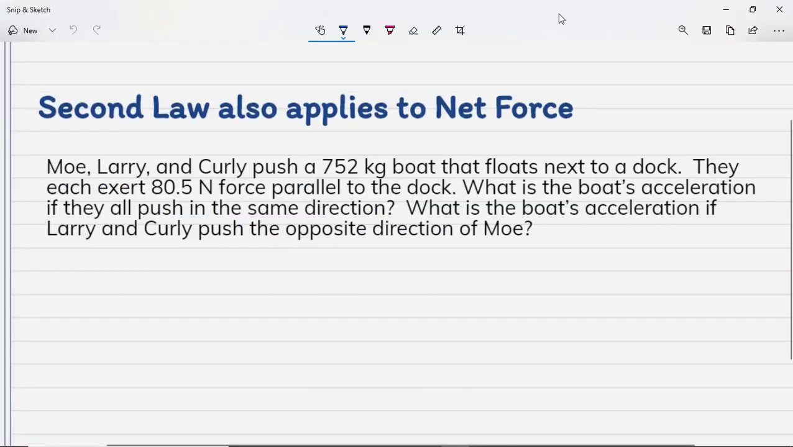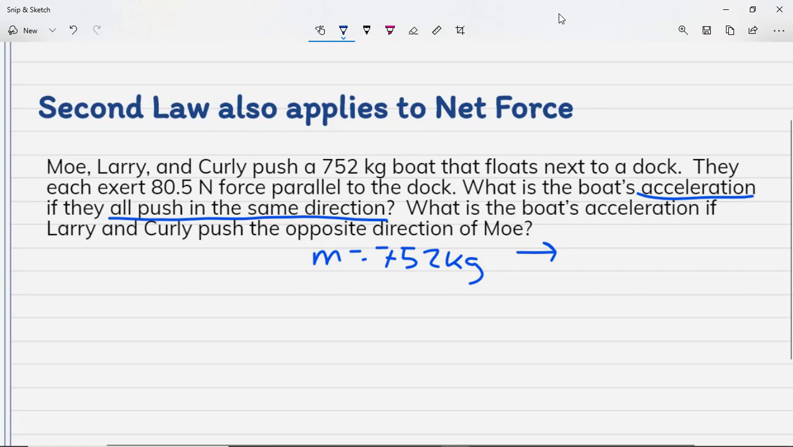So let's talk about Mo, Larry, and Curly. They're pushing a 752 kilogram boat that floats next to a dock. They each exert 80.5 newtons of force parallel to the dock. What is the boat's acceleration if they all push in the same direction? So let's start with there. We want to know the boat's acceleration if they all push in the same direction. Well, we have a boat that has a mass of 752 kilograms. They're all pushing the boat the same direction. So we've got Mo, Larry, and Curly all pushing the boat the same direction. Let's just say to the right.